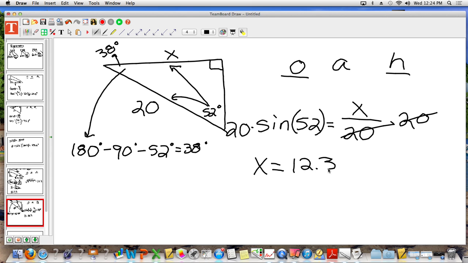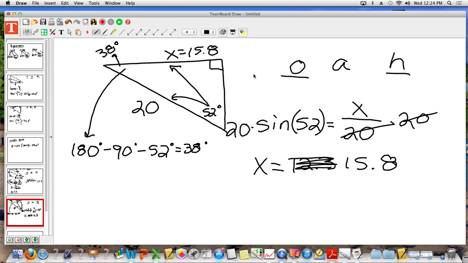12.3. That's not what I got. I got 15.8. Omar's answer, and I always say double check your answers when it comes from Omar. So yeah, I got 15.8. Okay, thank you. You get 15.8. So this side right here is 15.8.